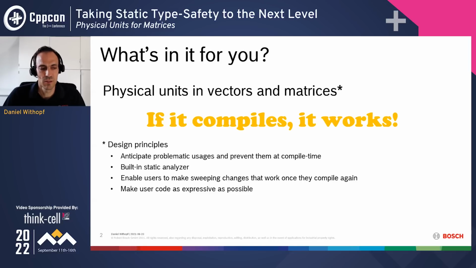And last but not least, my goal was to make the user code as expressive as possible. This means that ideally, you should be able to tell from a single line of code what is going on in that code line. For example, if you do a code review, it's really nice if you can see all the relevant information on the code line that you're currently reviewing. And you don't have to go to other code lines.